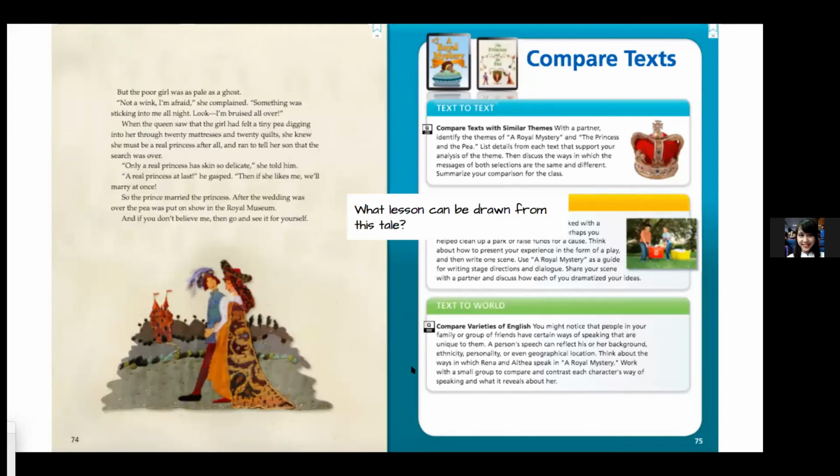What kind of lesson can we learn from this tale? What do you think? Everyone can type their answer into the chat, please. What kind of lesson can be drawn from this tale? What did the queen think of the princess when she first came in? Did you think that she was a real princess or maybe just a regular person? A regular person. Then she ended up being a princess. So what kind of lesson can we learn from this?